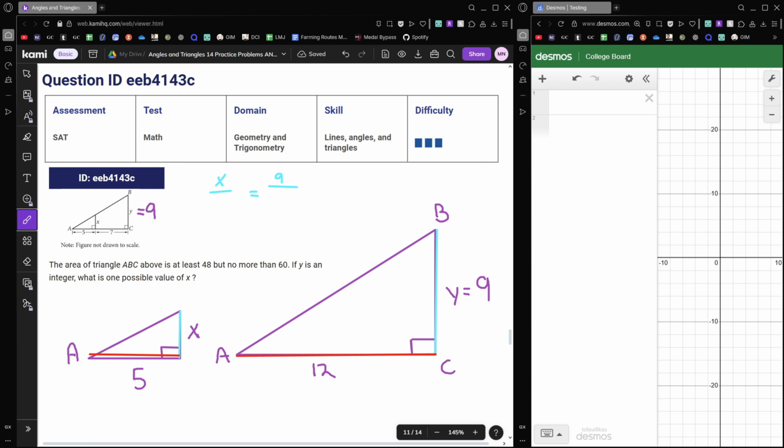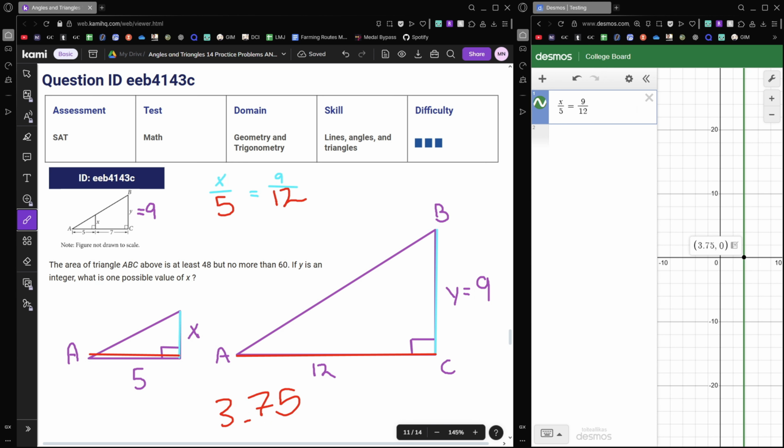So let's put this into the proportion, 5 and 12, and now all we have to do is solve for x. So let's put this in Desmos. Now we get that x is equal to 3.75, so that means our answer is 3.75.